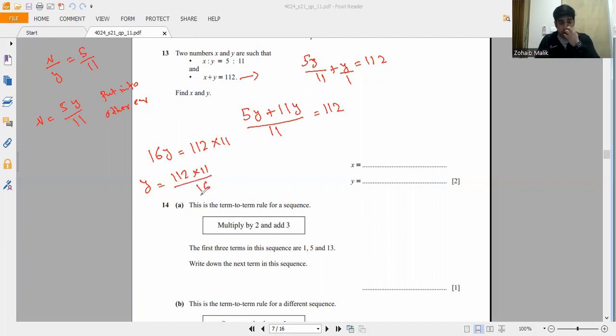और 16 के टेबल में हमारे पास, इसको हम कटिंग करते हैं. 2 8s are 16, 2 5s are 10, 2 6s are 12, and 8 7s are 56. So 7 into 11 is 77. That is y value. And for x, हम y की वैल्यू इधर पुट कर देंगे इस इक्वेशन में. So x is equal to 5 into 77 over 11. 11 7s are 77, 7 5s are 35. So it means x value is 35.